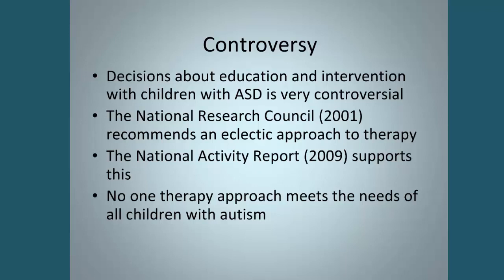So the National Research Council in 2001 agrees with that and says we need to look at therapy as an eclectic approach. Look at what science brings to us and match that with the individual situation. The National Activity Report recently released also supports this. So no one therapy approach meets the needs of all children with autism.